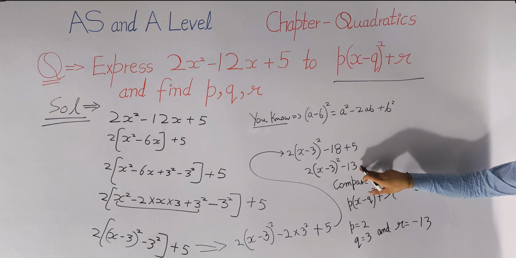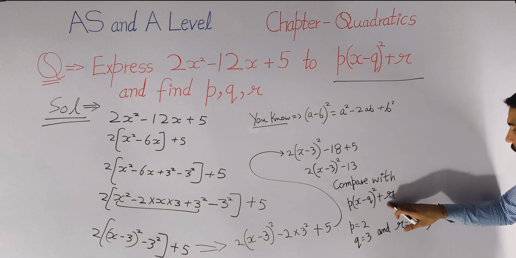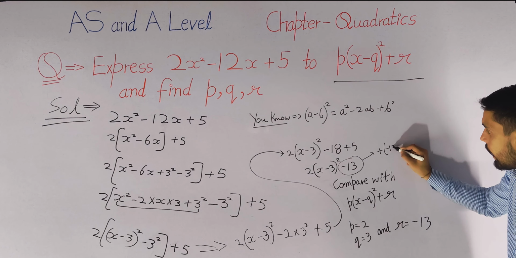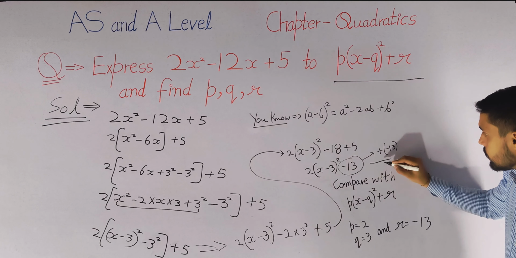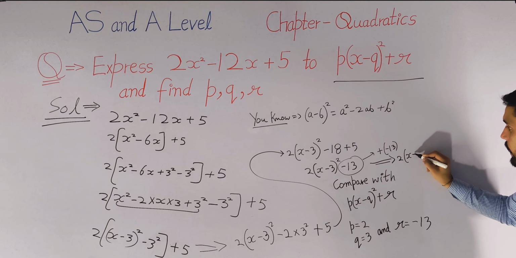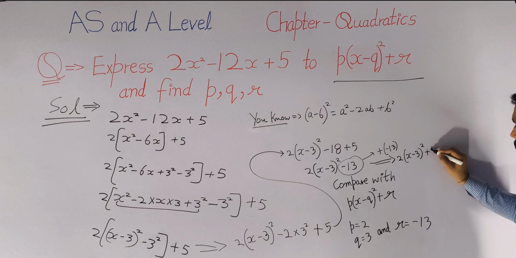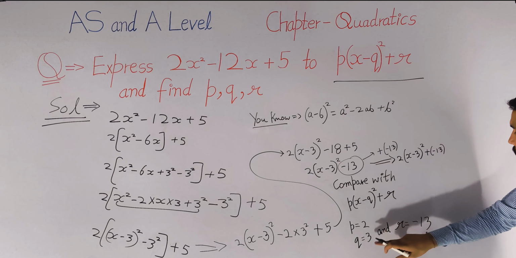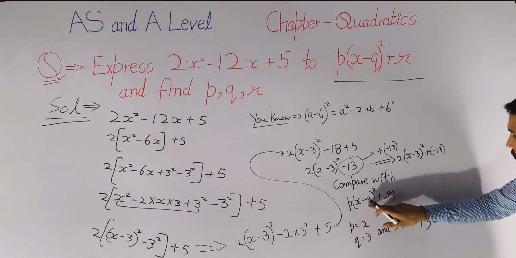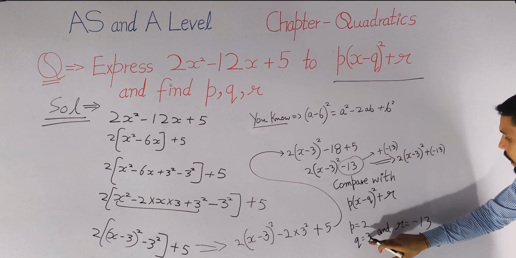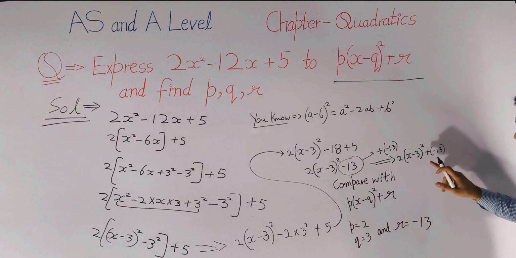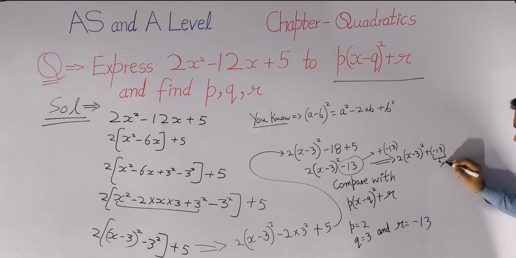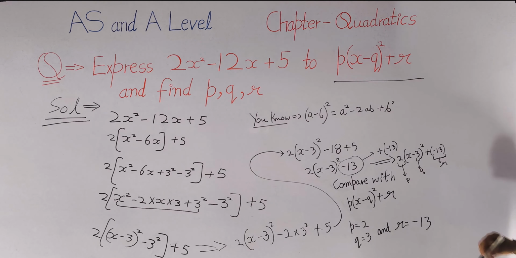Here we will not take positive 13, because we have to compare with positive r. So you can write this as positive into negative 13. So you can write this full expression as 2 times x minus 3 whole square plus minus 13. So you have compared p with 2, q with 3. Because here we have negative, that's why we have not written negative with q here. We have written negative with 13 because here we have positive. So we have r this, q this, p this. This is our final answer.